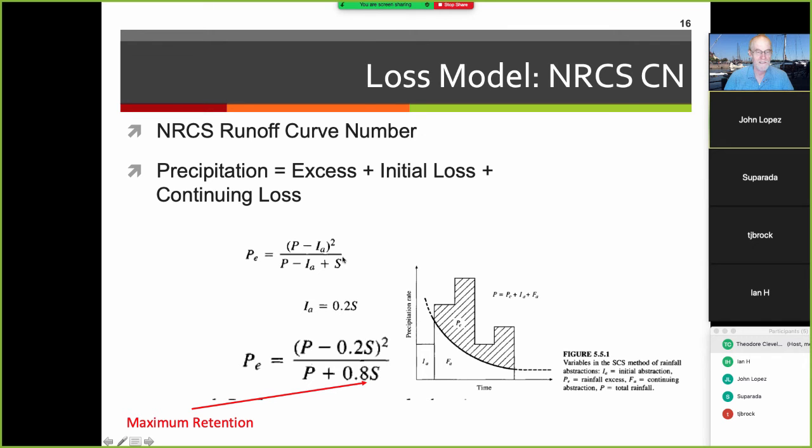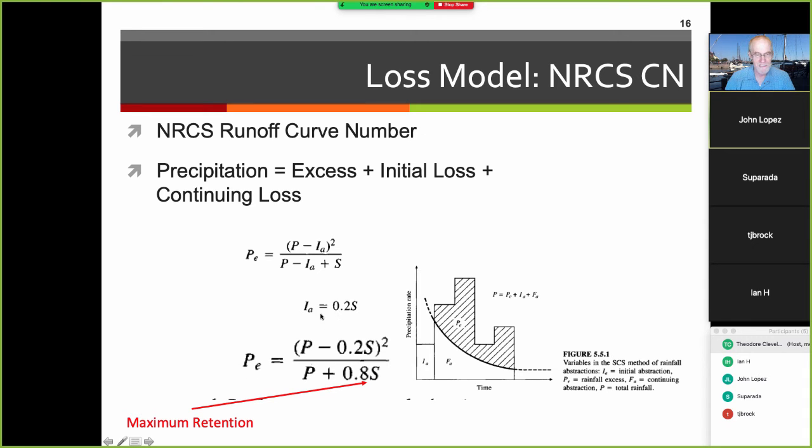So this term S is specific retention. Now, historically, the SCS decided that the usual abstraction is 20% of the watershed retention. And that's not by any first principle. They studied various research watersheds and decided that was a pretty good average. And so over time, that's become almost dogma in the method. Although there's nothing that would preclude you from making a different fractionation.